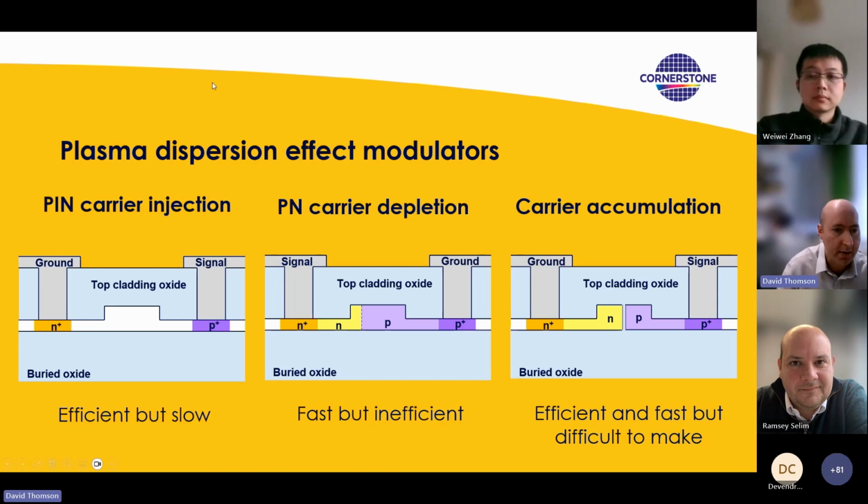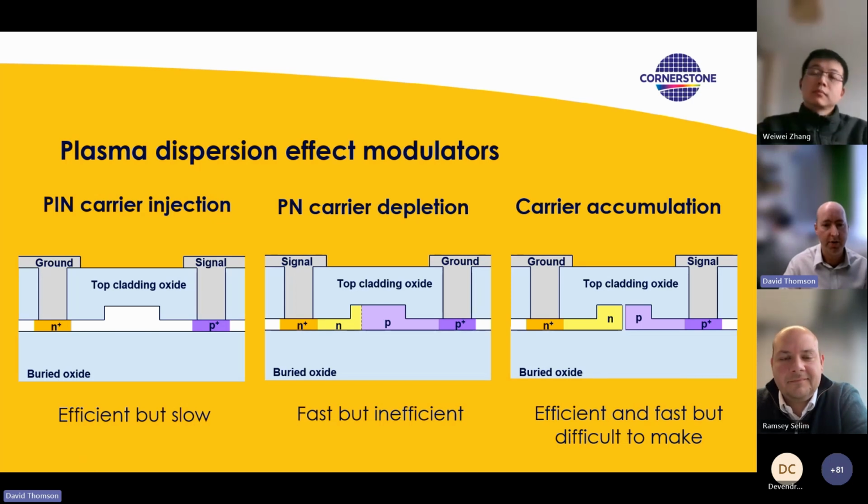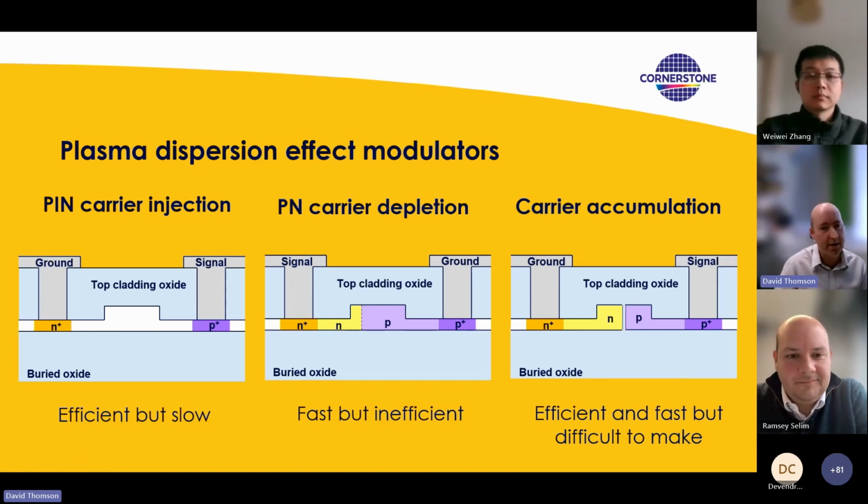So the way these devices work, it's a PIN diode. So we're looking at the cross section of the waveguide here, and we have a PIN diode, so n-type doping on one side, p-type on the other side for the contacts, and an intrinsic region where your waveguide's formed. And when you forward bias this device, you inject electrons and holes into the waveguide to provide the modulation. Now, these devices are very efficient, but they're also very slow, so limited to speeds of around about a gigahertz. So not really sufficient for the kind of data modulation speeds that we're seeing these days.